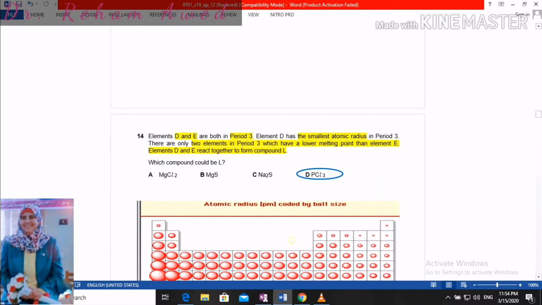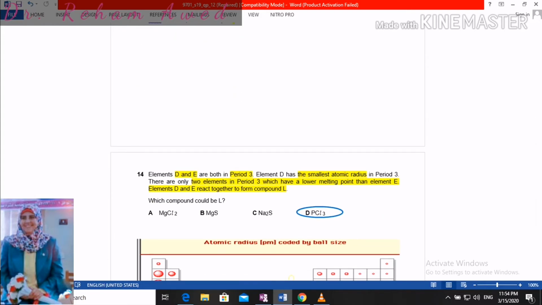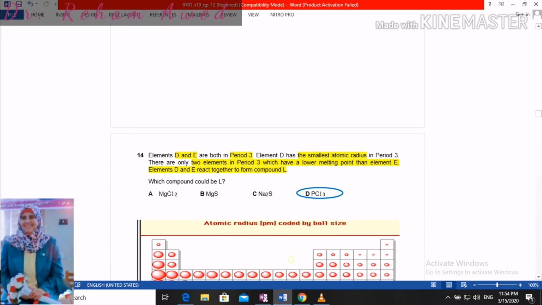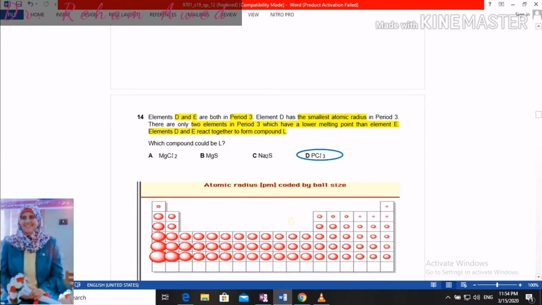Question number 14. Elements D and E are both in period 3. Element D has the smallest atomic radius in period 3. At first, we must memorize that as we go up and right, the atomic radius will decrease. As we go to the right in the period, the atomic radius will decrease.